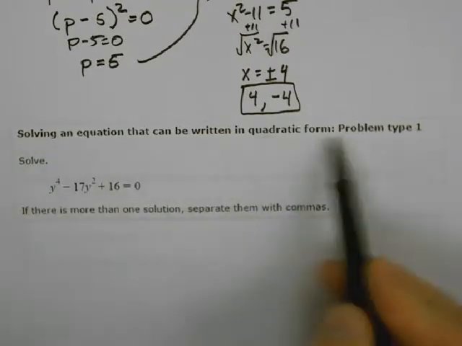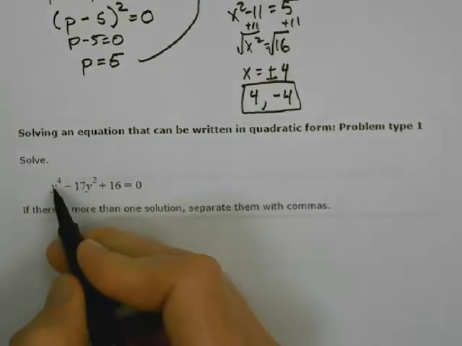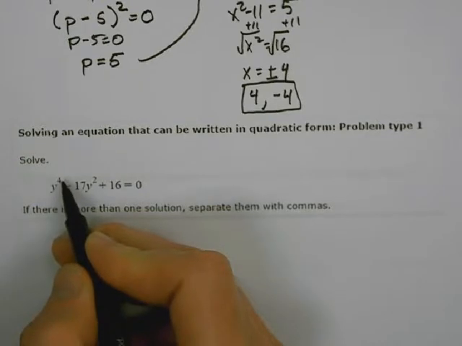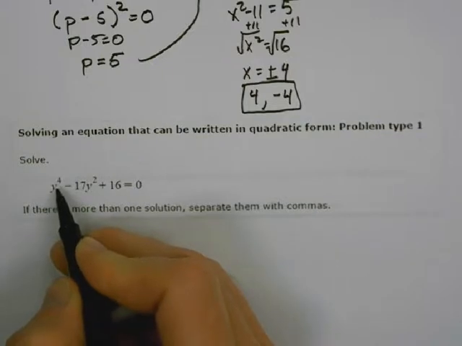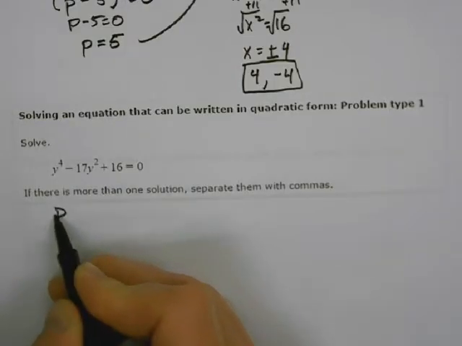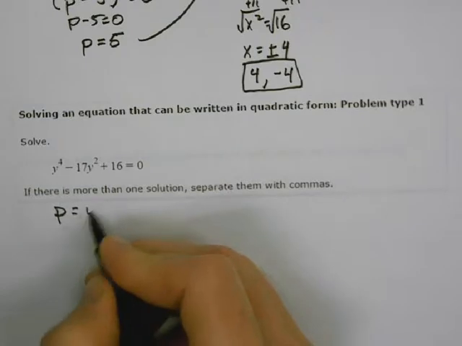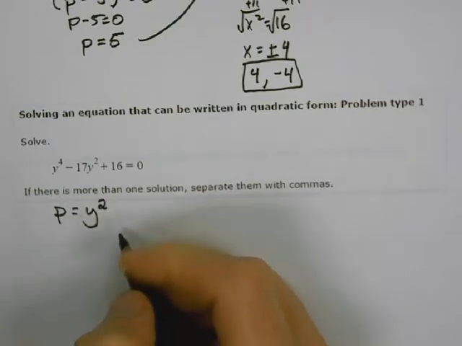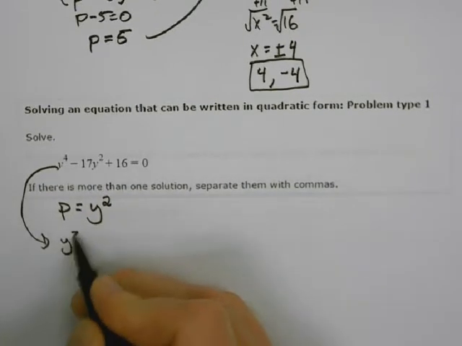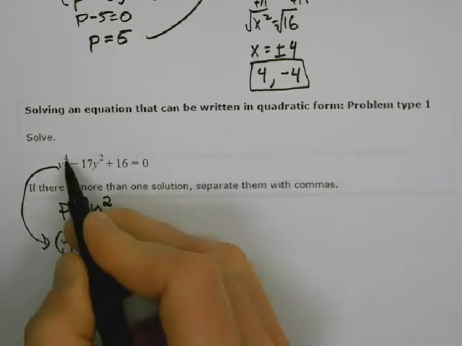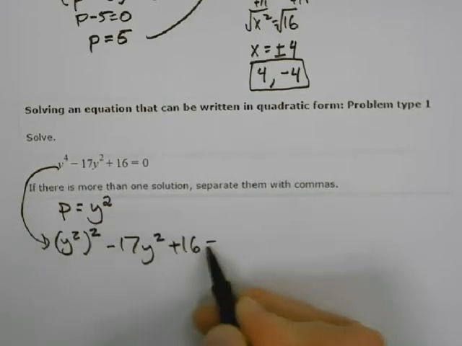Okay. Solving an equation that can be written in quadratic form, problem type 1. Here's another one. It doesn't look quite as crazy, but you might notice this is not really a quadratic, right? It's raised to the 4th power here. Well, the key is you want to write this as a quadratic. For this problem, again I'm just going to use p since I did it before. Let p be equal to y squared. So I can rewrite this. This is the same as y squared squared, right? That's y to the 4th, minus 17y squared plus 16 equals 0.